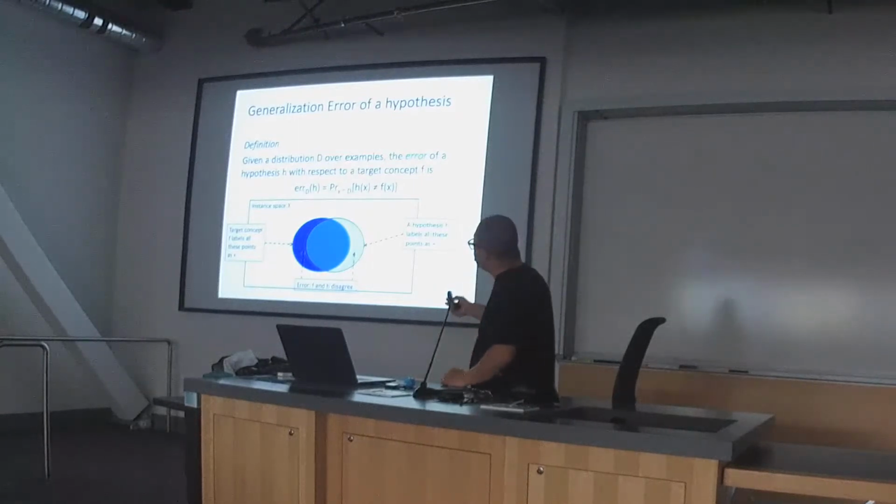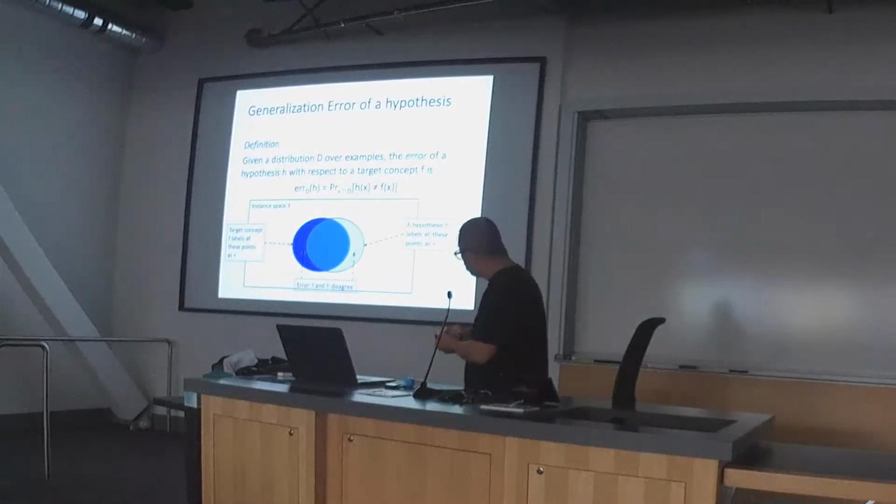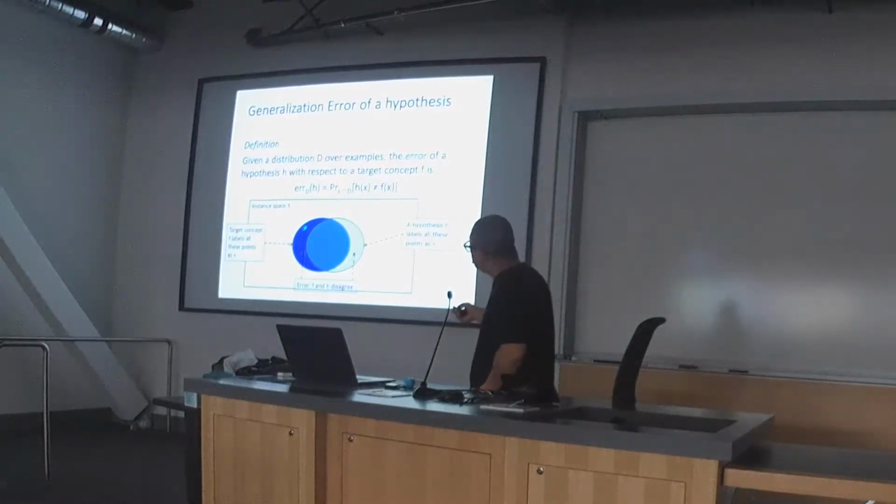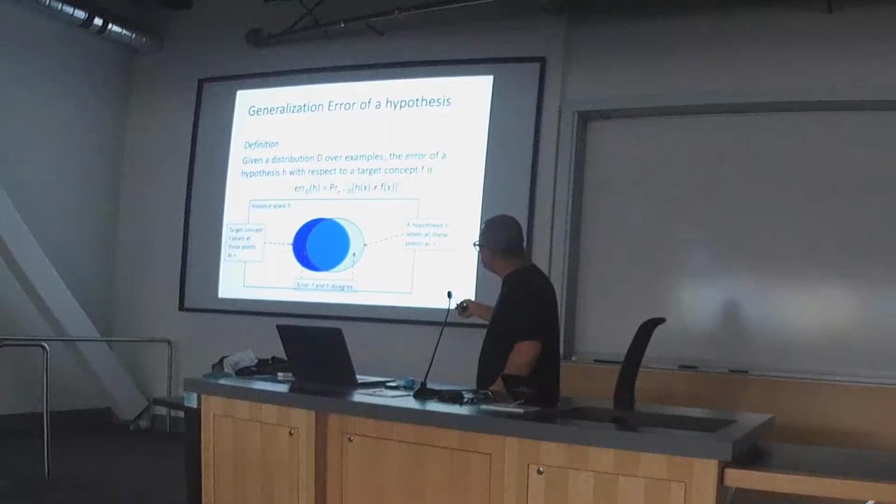Essentially, the generalization error is actually the probability of those disagreement areas under the data distribution. These two areas are the region where your prediction is inconsistent with the ground truth, and we need to consider the distribution. So the generalization error is actually the probability mass of these two disagreement areas.